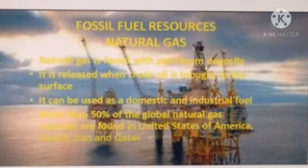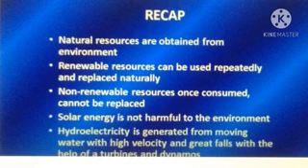So, we discussed in this class that natural resources are obtained from the environment. Renewable resources can be used repeatedly and replaced naturally. Non-renewable resources once consumed cannot be replaced. Solar energy is not harmful to the environment. Electricity is generated from moving water with high velocity and great walls with the help of turbines and dynamos.